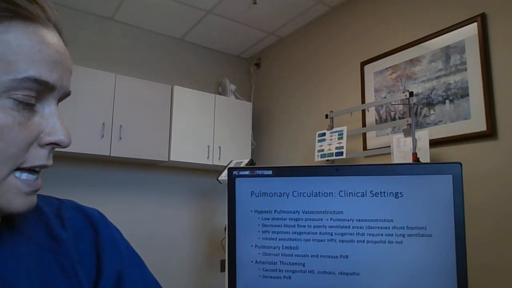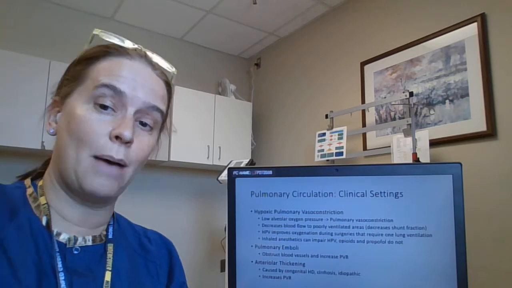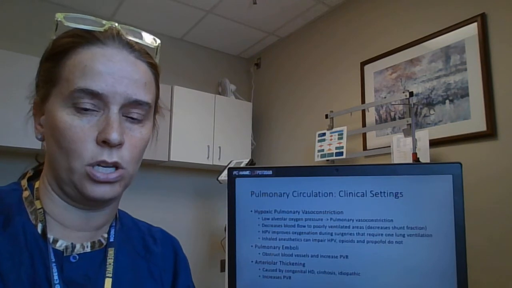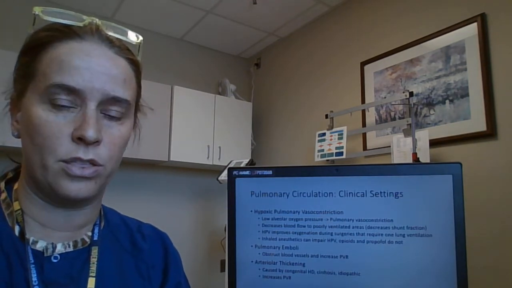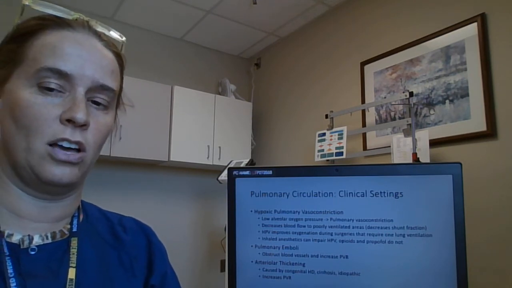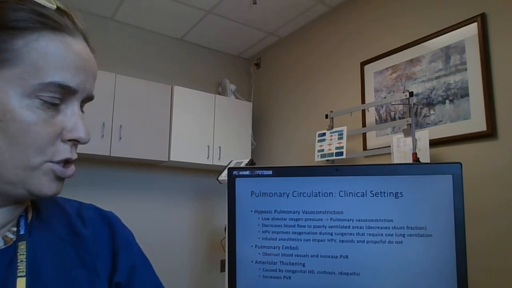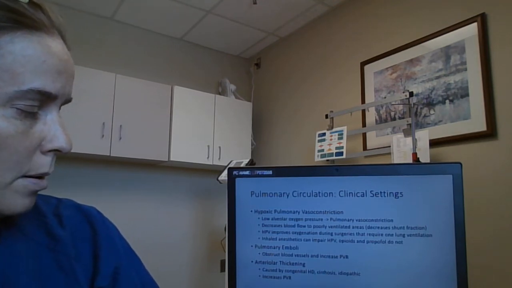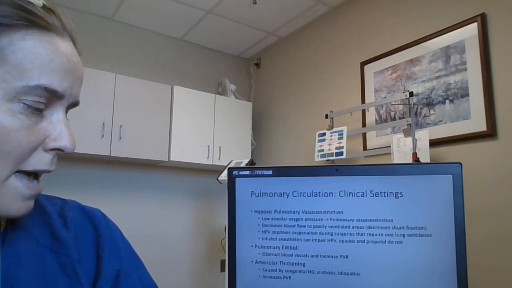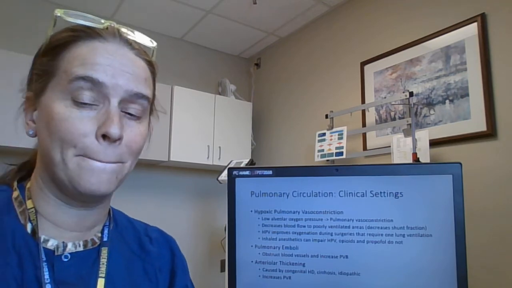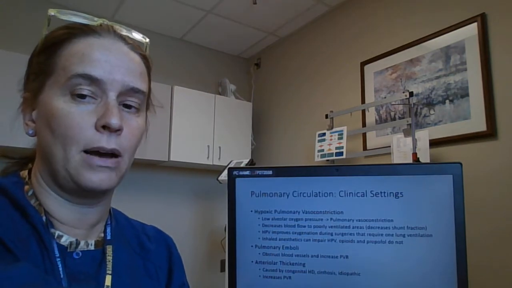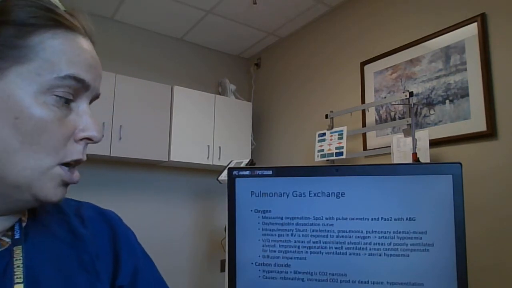Pulmonary emboli. This is a classic situation where you actually are stopping the blood flow to part of the lung because there's an embolus, a clot in the pulmonary circulation. And it's a terrific case to talk through with your preceptor about how that affects the ventilation of the lung and how that affects the oxygenation of blood. Arterial thickening can be caused by congenital reasons, cirrhosis, or idiopathic causes, but it increases pulmonary vascular resistance. And it's an interesting case as well to discuss with your preceptor and to think about while you're doing your rotation here.